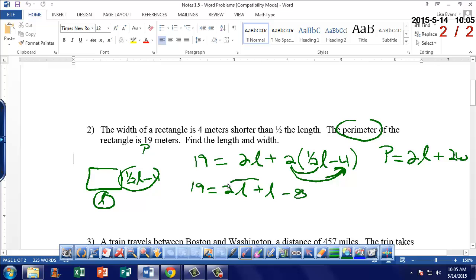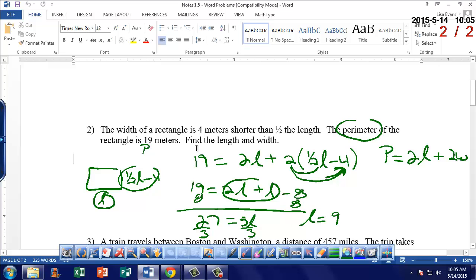So what I'm going to do here is combine my like terms and then add 8 to both sides. So when I do that, I get 27 equals 3L. Divide both sides by 3, and our L is going to be 9. Now let's read the question. It says find the length and width. So my length is going to be 9 meters.